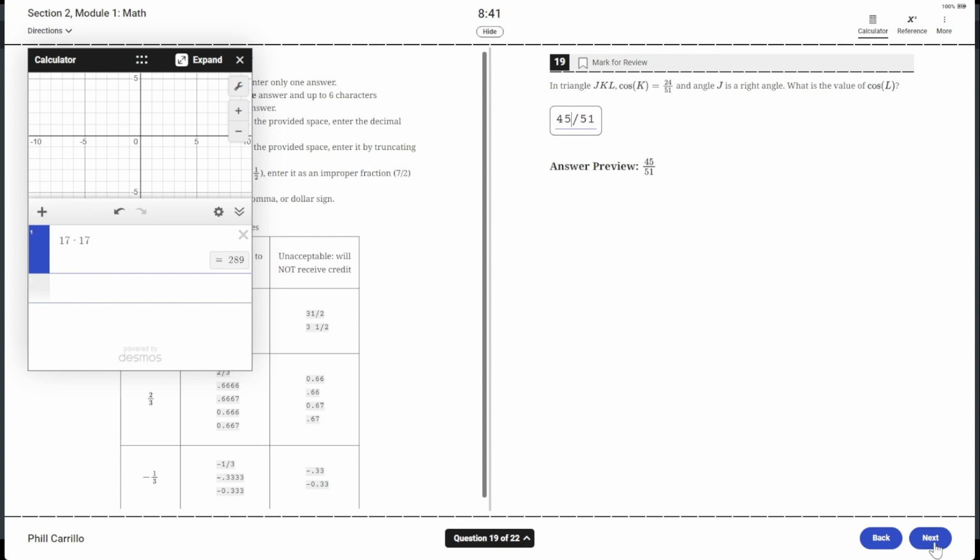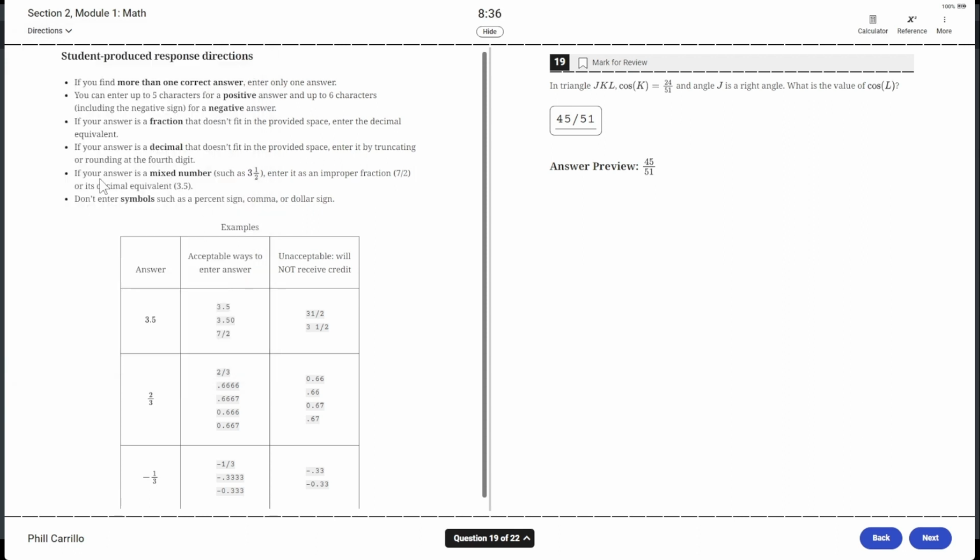45 over 51, right? Do they want this reduced? If your answer is a mixed number, enter it as an improper fraction. Doesn't say it must be reduced, does it? No? Okay. I think you can reduce that by 3, but I'm just going to leave it alone.